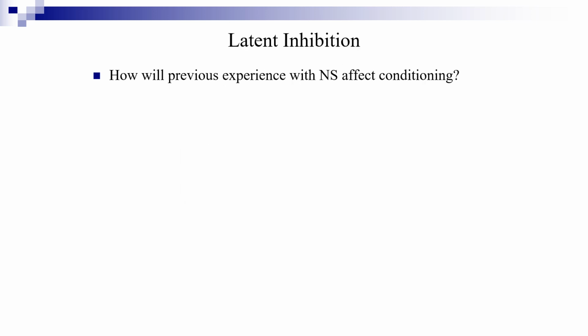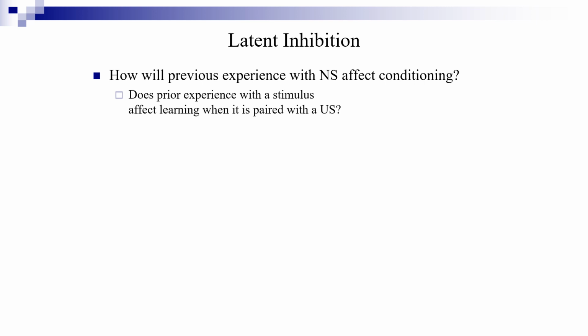Now moving on to latent inhibition. This asks the question of how previous experience with a neutral stimulus will affect conditioning. Does prior experience with a stimulus affect learning when it's paired with a US? Lubow took a look at this in '65, and they used 3 groups of sheep in their experiment.